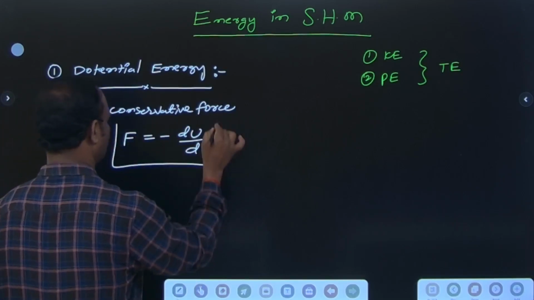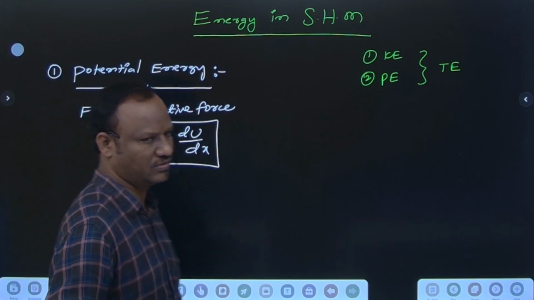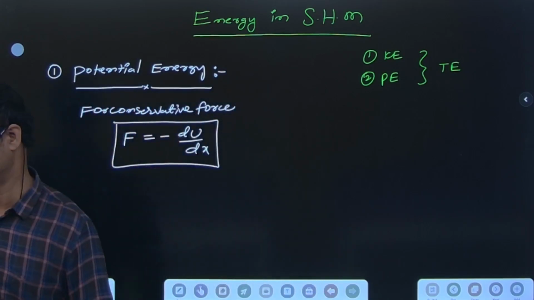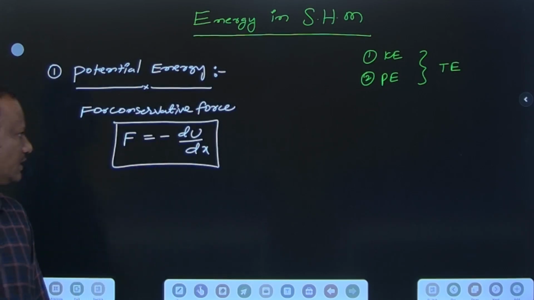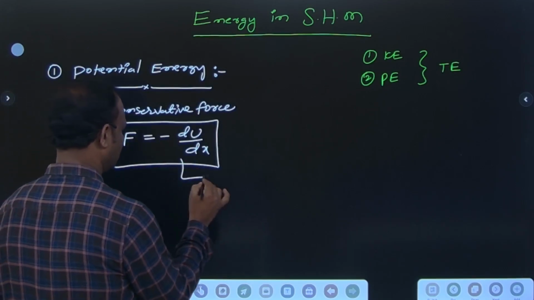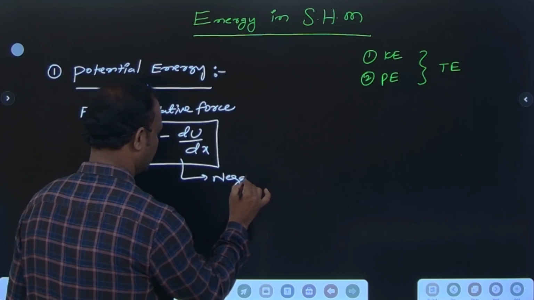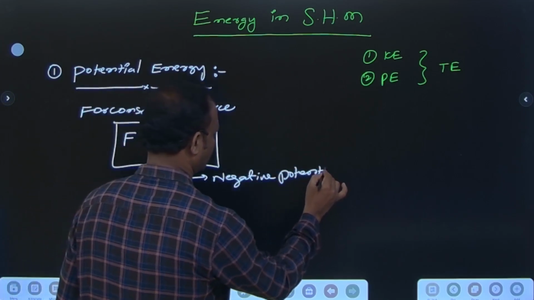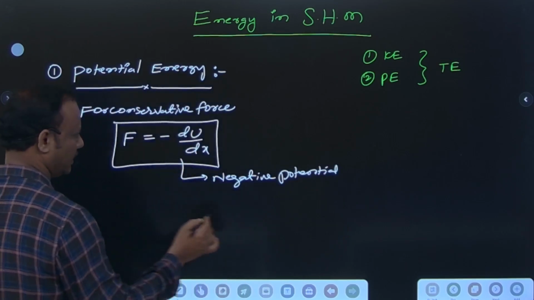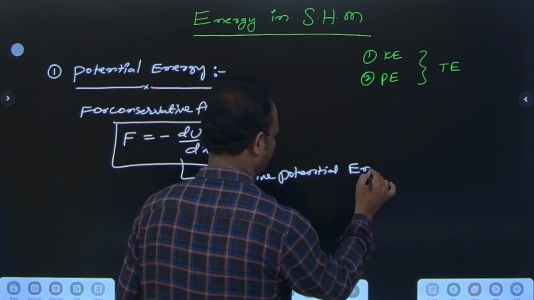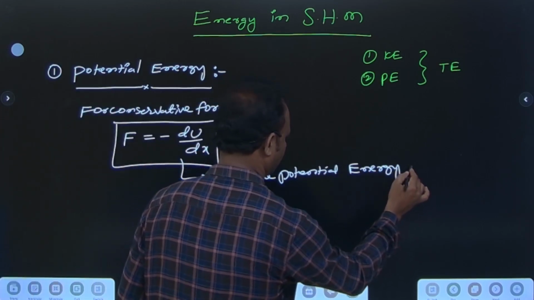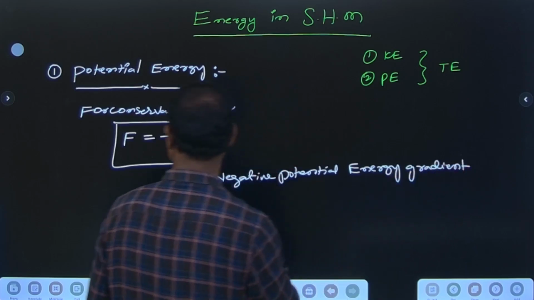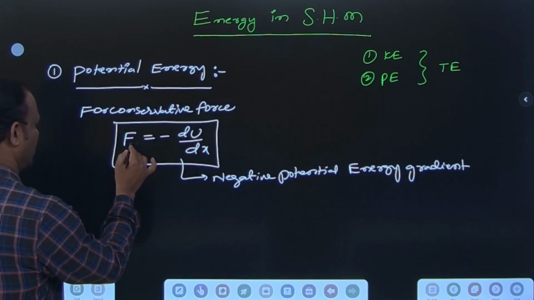You know this condition already. This is called the negative potential energy gradient. Negative potential energy gradient is the conservative force.